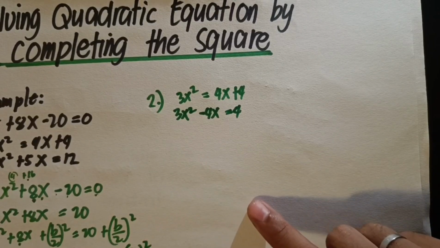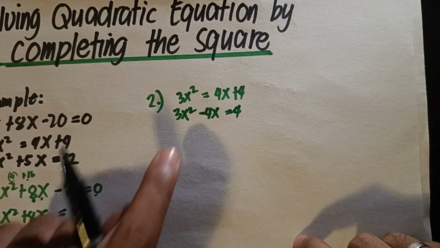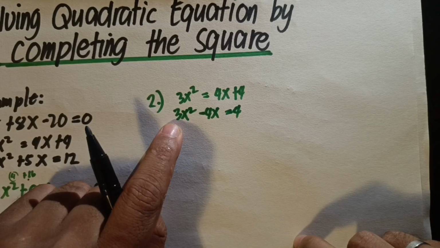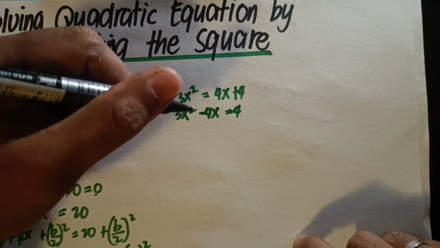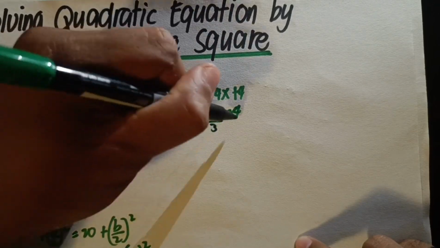Next, we're going to make sure that the coefficient of the quadratic term is 1. Since the coefficient of the quadratic term is 3, to make it 1, we are going to divide by itself. So it will become divide by 3, divide by 3.